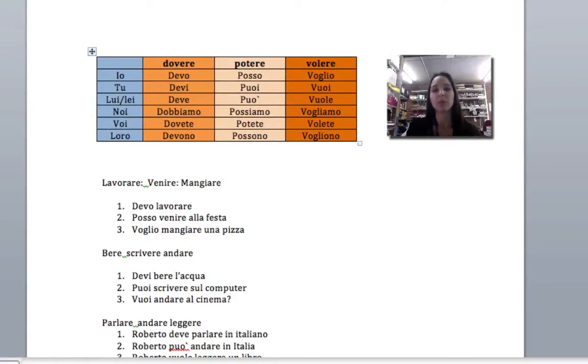Okay, just do a couple more. We want to watch a movie. Vogliamo guardare un film. I have to sing at school. Devo cantare a scuola.